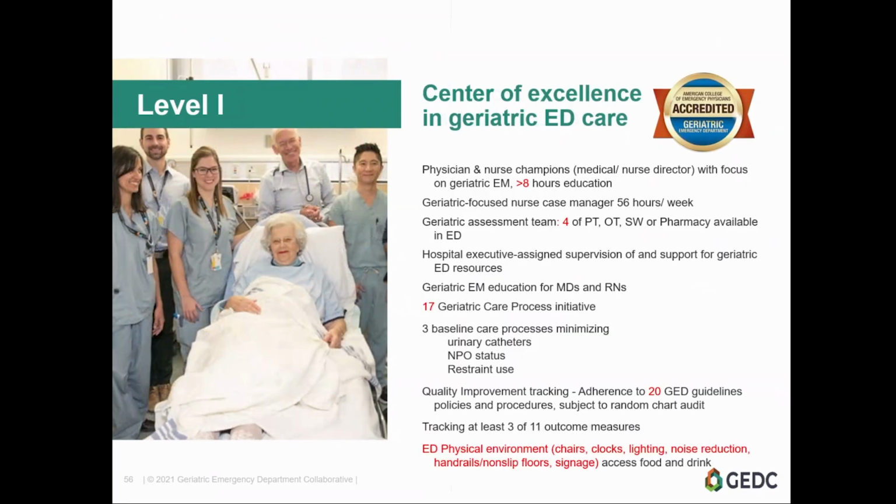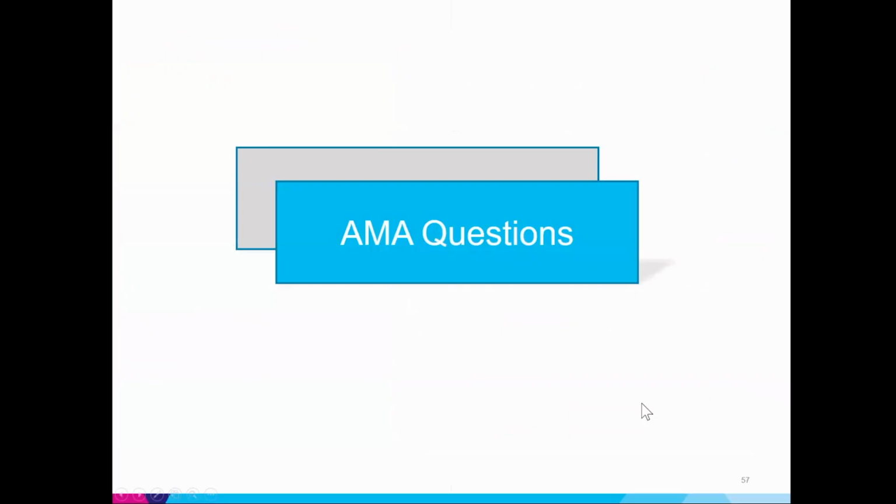The additional thing with a level 1 is you have to demonstrate that you've created now a physical environment that really supports geriatric care. So space, chairs, lighting, noise reduction, signage, handrails, the non-slip floors, and again, access to food and drink. So sort of the center of excellence for geriatric ED care that is being administered in your emergency departments. So that concludes my portion of the talk.